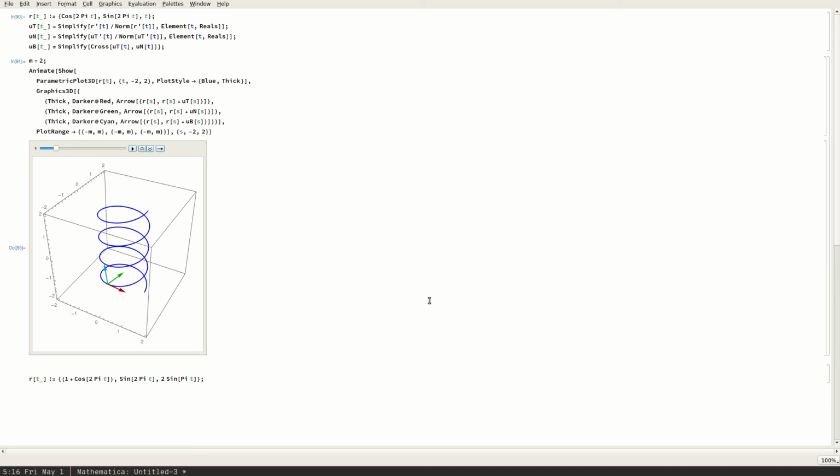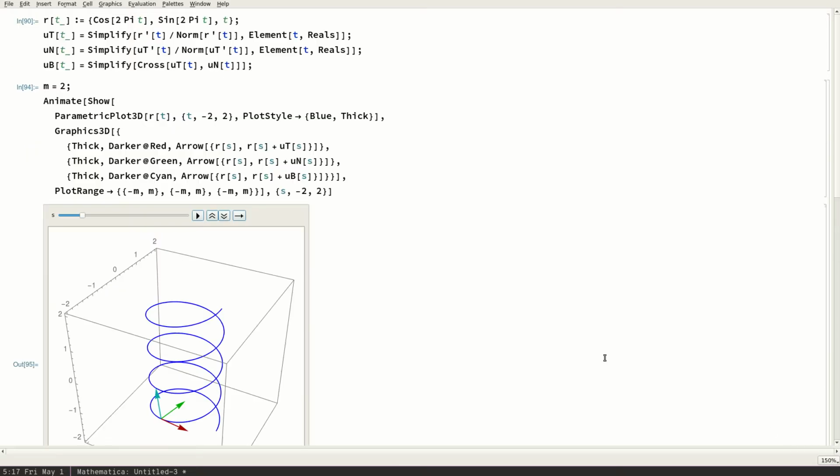So we've defined the unit tangent, the unit normal, and the unit binormal vector. They're three mutually perpendicular vectors that follow the curve and create an axis system at every point. So I wanted to show you what that looked like in this software, Mathematica.